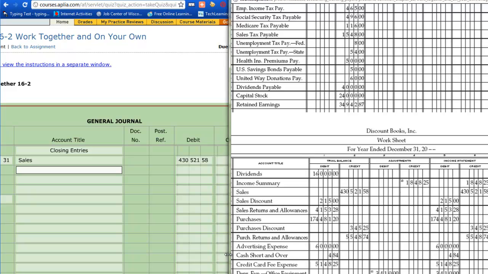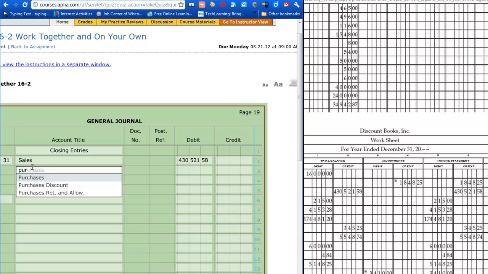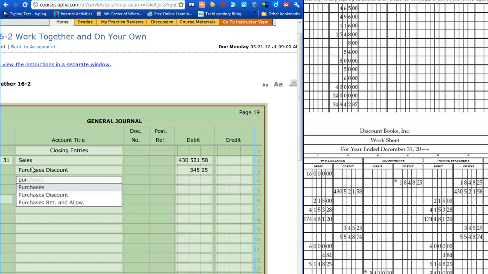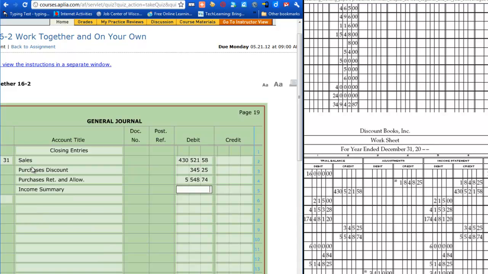Next, after sales, is going to be purchases discount. I am truly going down my income statement credit column. I will have purchases discount, then I will have purchases, returns, and allowances. Purchases discount has a balance of $345.25. Then I'll have purchases, returns, and allowances for $5,548.74. I am closing that into income summary.